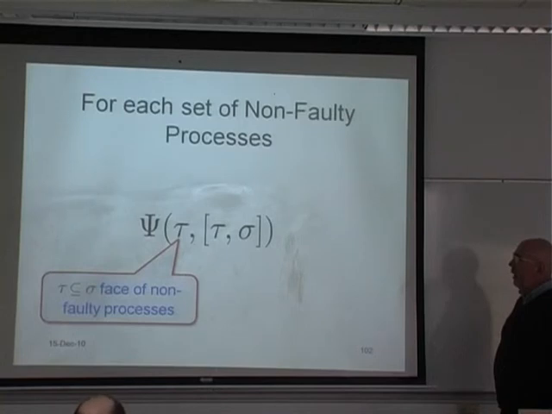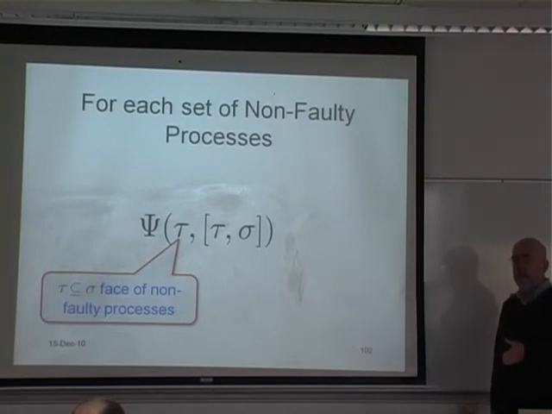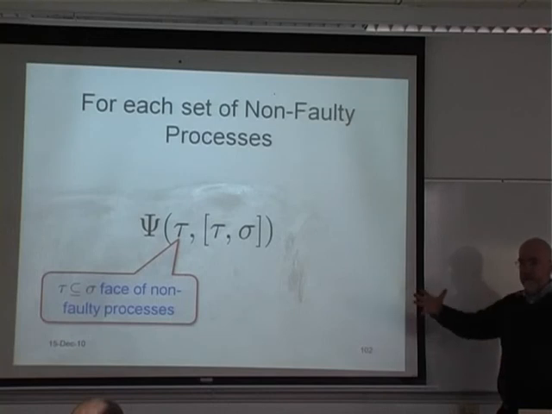So we take tau as the face of non-faulty processes. We're looking at a particular execution where the adversary says, OK, I am not going to fail the processes that are in the input simplex tau. So we start out with sigma. You pick a face and say, this face tau are OK. Everyone else fails.